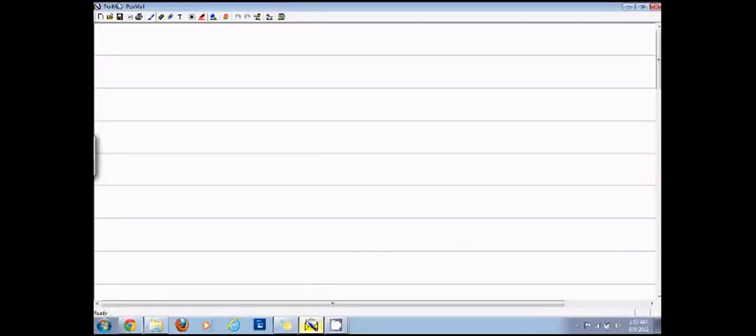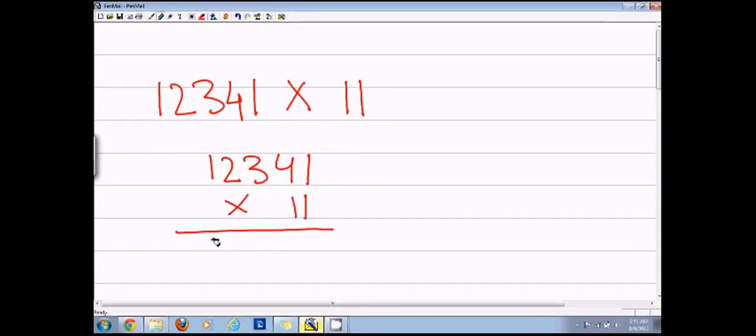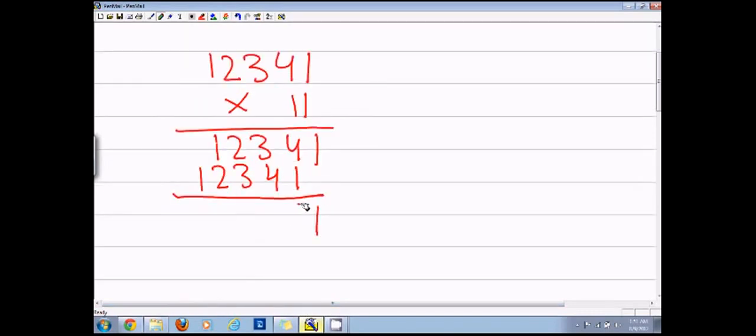Hi everyone, in this tutorial I will show you how to multiply numbers by 11 in a quick and easy way. For example, if I have the number 12341 and I want to multiply it by 11. The regular way would be to write 12341 and multiply by 11. In that case I'll write 12341 and 12341 shifted, and then add them up, and I get 135751. So this is the regular way.